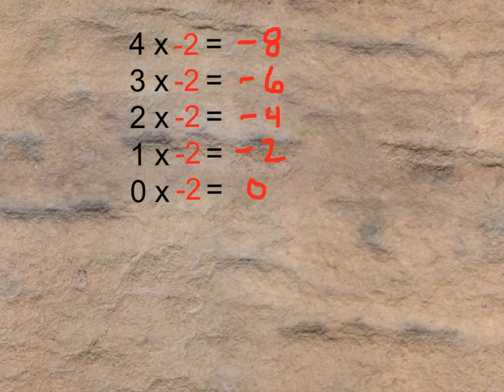So we have a constant factor of negative 2, and we change the first factor from 4 to 3 to 2 to 1 to 0. Patterns can be found. The products are all increasing by 2.